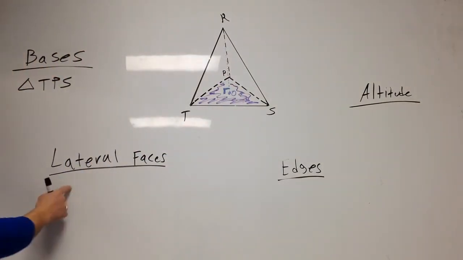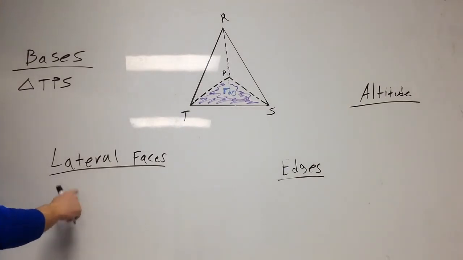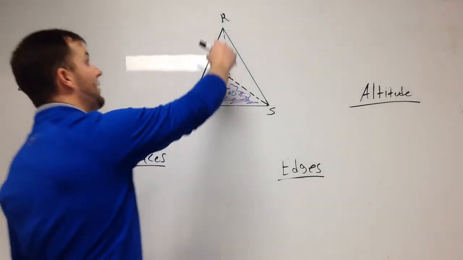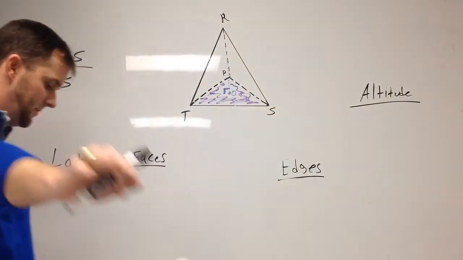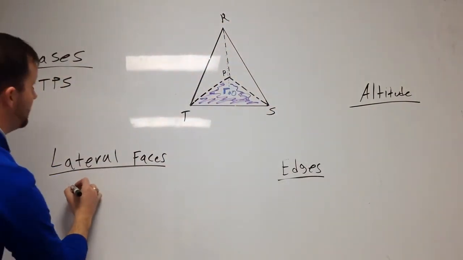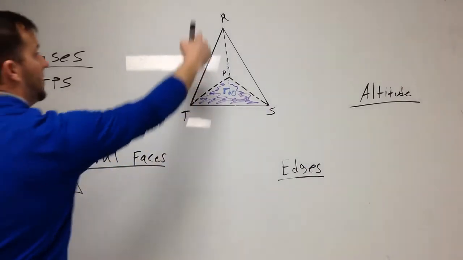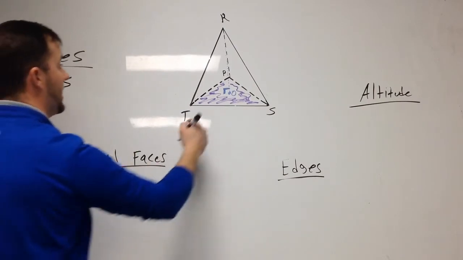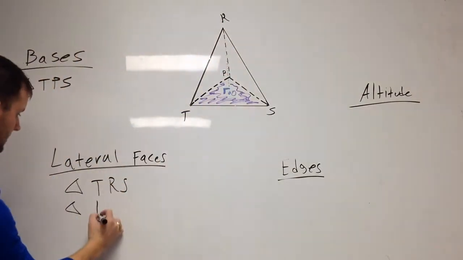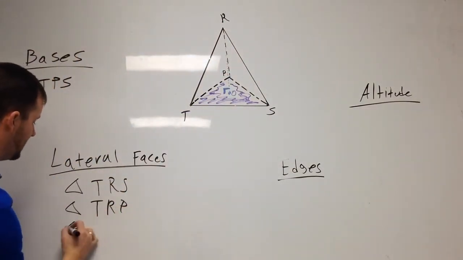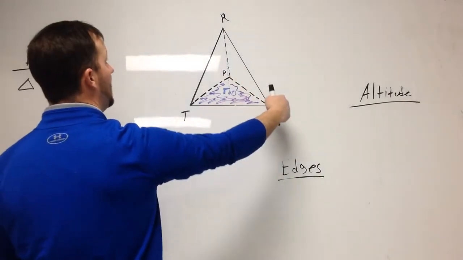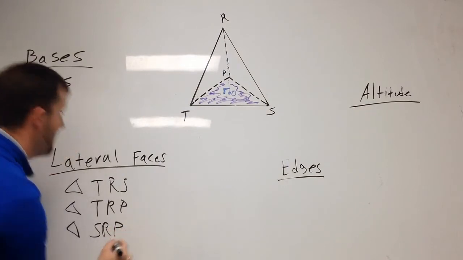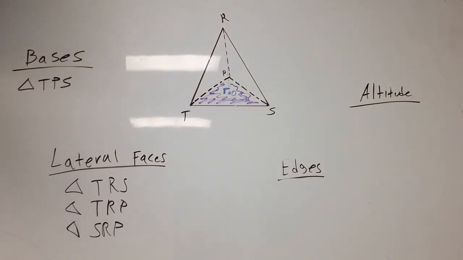So the next thing we're going to look at are the lateral faces. So the lateral faces are all triangles, correct? And they all meet at one point, so I'm basically just going to name those 3 triangles. So I have triangle TRS, so that's the front one. I have triangle TRP. And then lastly, I have triangle SRP. And those are going to be the 3 triangles that make up my triangular pyramid here.